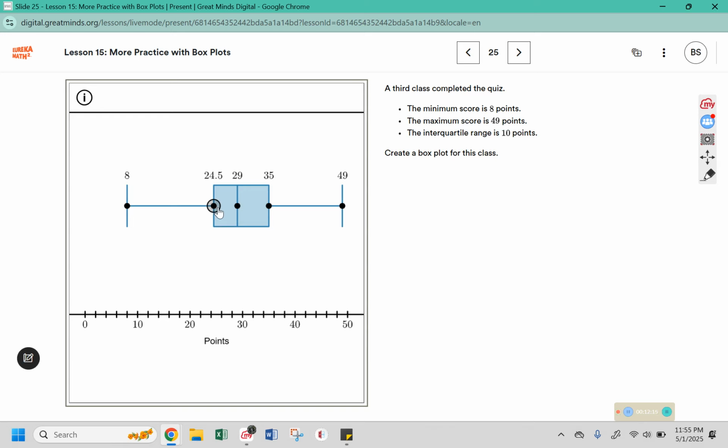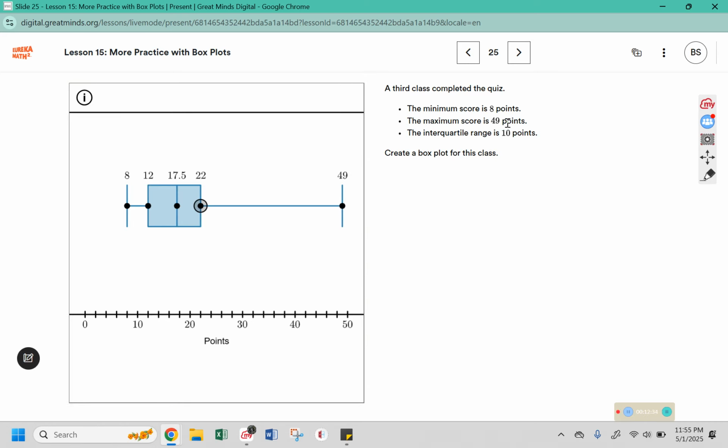So from 25 to 35, that's a distance of 10. Or from 12 to 22 is a distance of 10. It doesn't matter where you place this box as long as the Q1 and Q3 have a distance between them of 10. It tells us the interquartile range was 10.